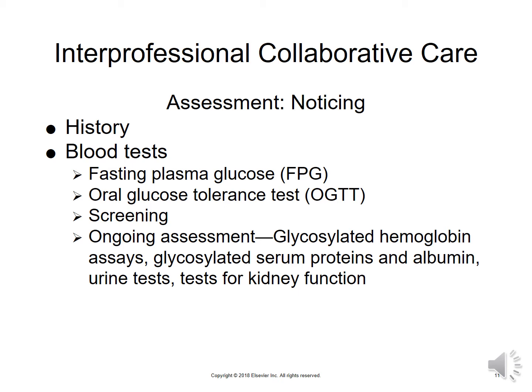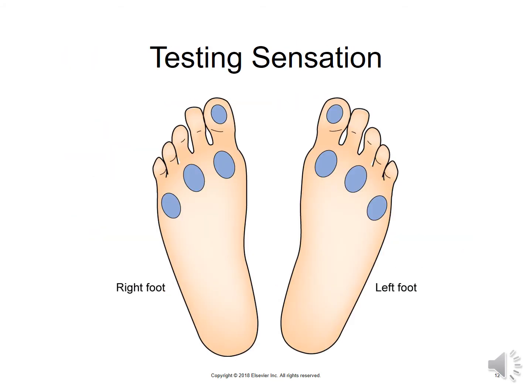You can also do a urine test, and what you're looking for there is protein and glucose spilling over into the urine, and test for kidney functions like the BUN and creatinine. Okay, look over and study that concept map on page 1290. There's a lot of good stuff there. And then let's skip over to page 1305, and we're going to talk about peripheral neuropathy management.